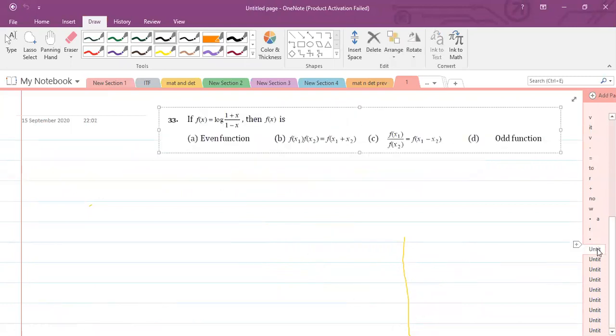Next question. If f of x is equal to log of (1 plus x) divided by (1 minus x), then f of x is.